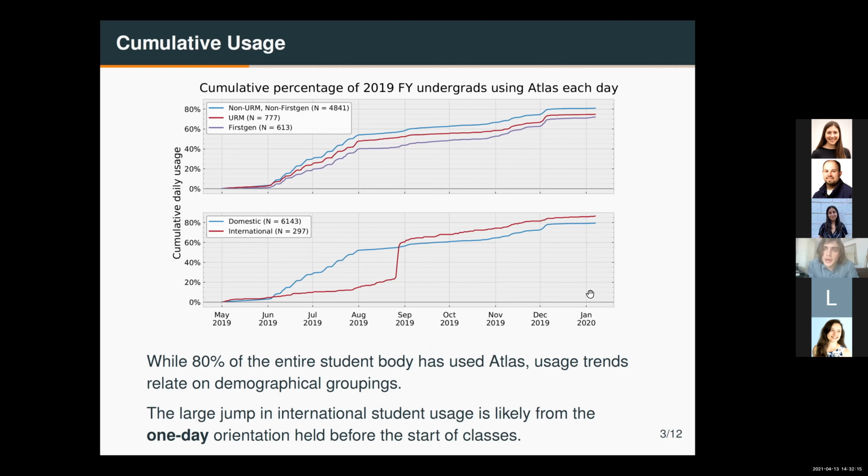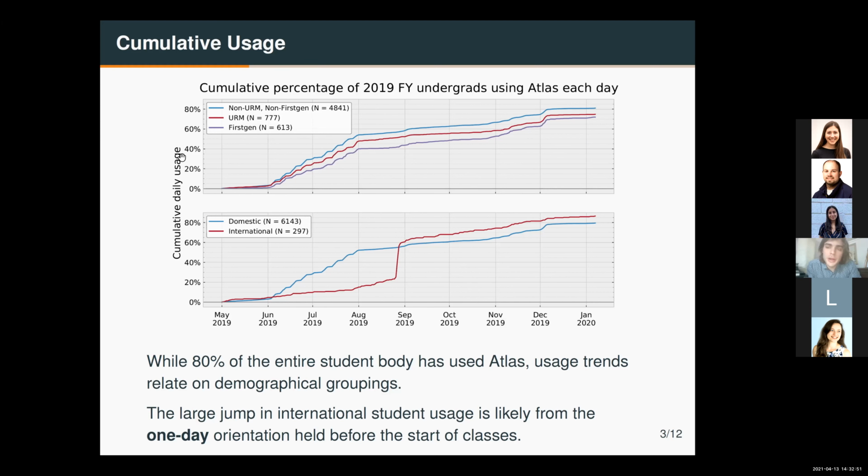Then we can break it down by different demographics. The LARC database, which I'm sure some people are familiar with, basically assigns categorical demographics. So these are breakdowns of those demographics. The top plot here is first generation in purple, underrepresented minority, which is a LARC flag, in red, and neither of those, and not international, which I know is a little bit confusing, in blue, with the counts for each.